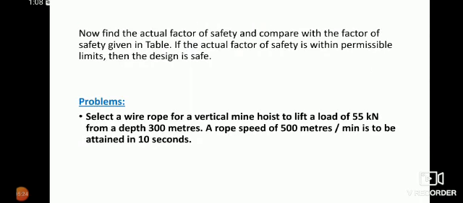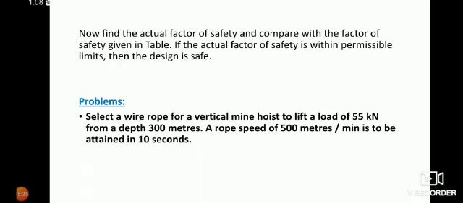Now, find the actual factor of safety and compare it with the factor of safety given in the table. If the actual factor of safety is within the permissible limit, then the design is safe. These are the systematic step-by-step procedures of wire rope design.